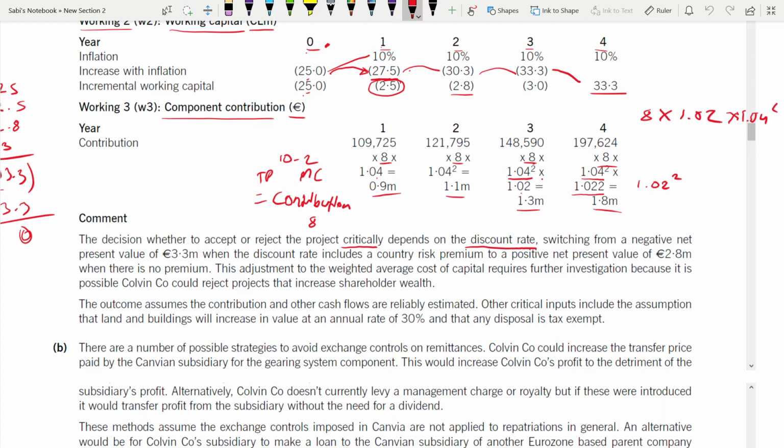Switching from a negative, write a figure. In your comment, always write a figure when you have done some calculation. Not all the workings, just the main net present value. In negative, what you got, in positive, what you got. And when the discount rate includes a country risk premium, negative, to a positive net present value when there is no premium. Isn't it very simple to write?